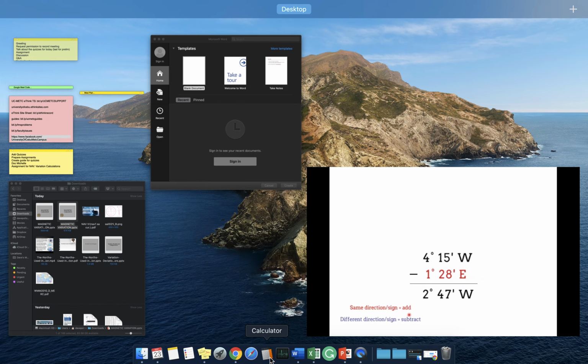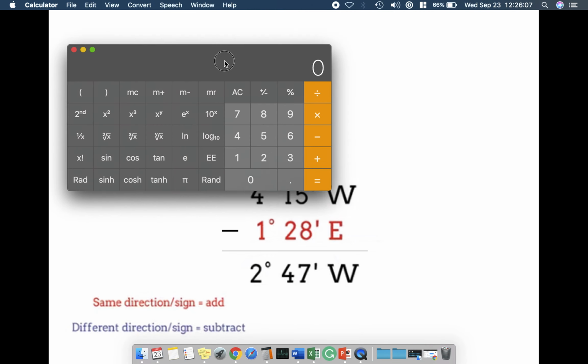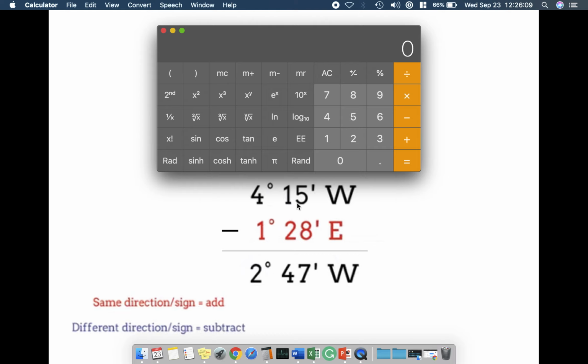Hold on, I will get the calculator again. We cannot solve it right away since the top portion is smaller compared to the lower portion that we will be subtracting. So all you have to do is borrow 1 degree from 4 and then add it to 15 minutes. 1 degree is equal to 60 minutes, right? So we add it to 15 minutes. Now it's 75. 75 minus 28, and then we have here 47 minutes. That's it, 47 minutes.